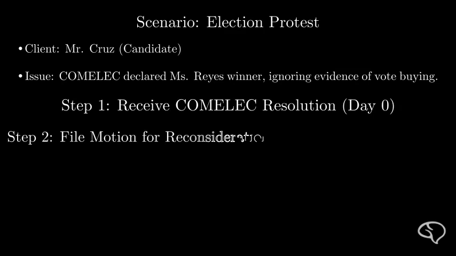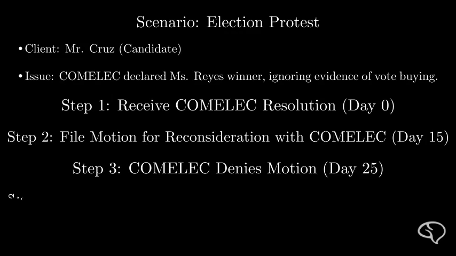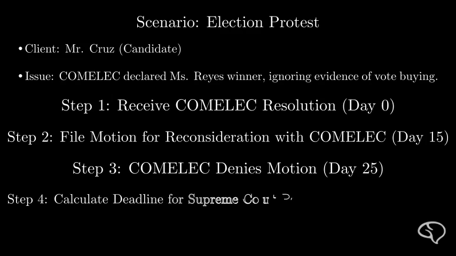You decide to file a motion for reconsideration with Comelec on day 15. This interrupts the 30-day period. Comelec denies your motion on day 25. The clock restarts. You had 15 days left, but the 5-day minimum applies, so you now have 5 days from day 25 to file your petition with the Supreme Court. Your deadline is day 30.